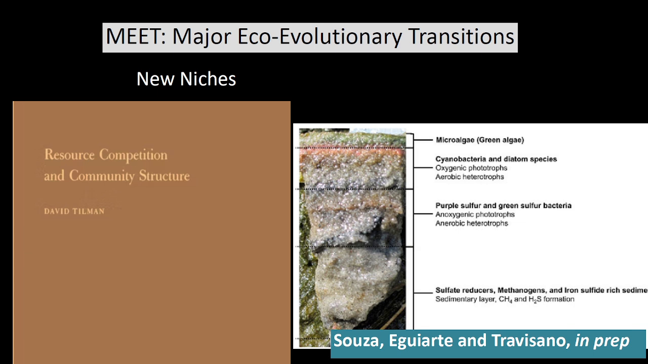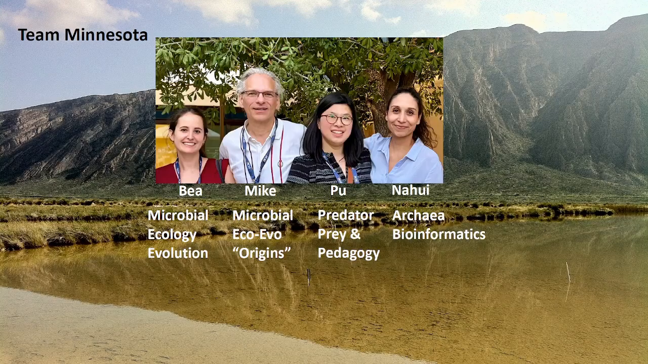So the kinds of approaches that we take: we don't just do experimental evolution. We also think about how we can connect to the field biologists, of which I'm not really one, to get insights from them. So we have a team of folks who study microbial ecology and eco-evolutionary origins. Pooh is going to talk about predator-prey, and now he studies archaea and bioinformatics. So a really collaborative team. We don't all work on all of each other's projects, but we like to talk about ideas.